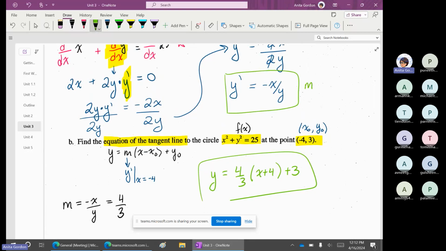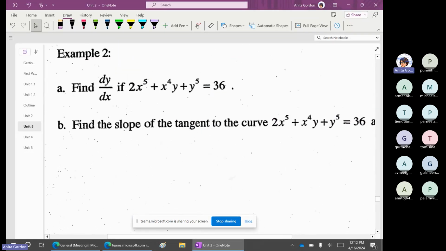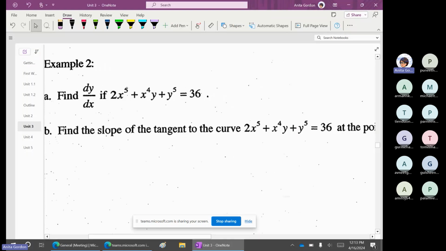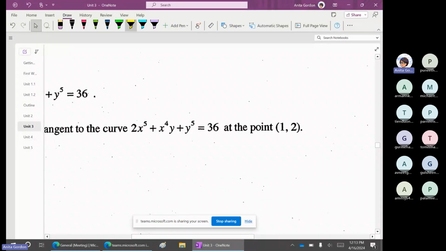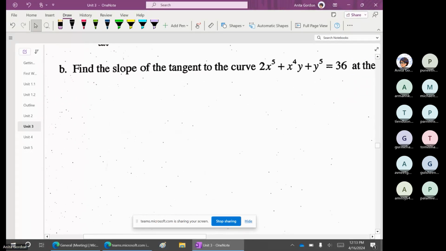Okay. Example 2. Find dy/dx if the function is the polynomial that's right there. I'm not going to say it out loud. And then find the slope of the tangent to the curve at the point (1, 2). Okay, so what I'm going to do is find the general derivative first and then evaluate at the point given.